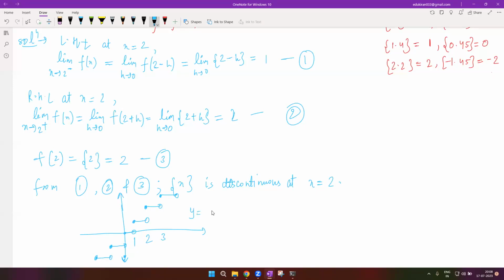This is y equals to greatest integer function of x. Discontinuous at all integers. Because at 1.99, the value will be 1. At 2, the value will be 2. Similarly, at 2.99, the value will be 2. But at 3, the value will be 3.